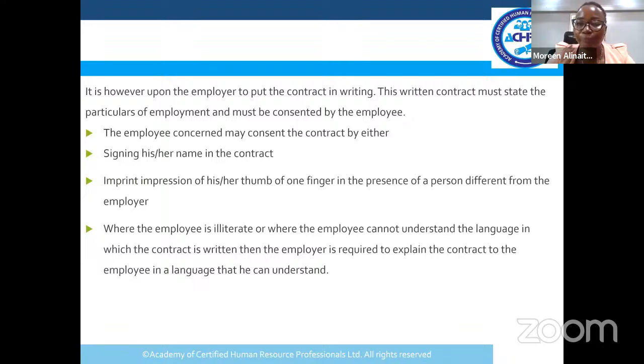Now, the contract must state the particulars of employment and must be consented to by the employee. That is by signature. When the terms have been set out, the employee must sign to show that they indeed have accepted the terms of employment.